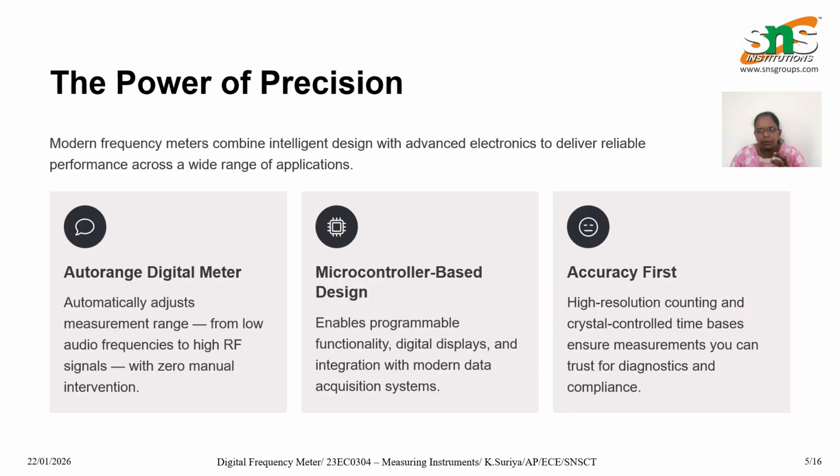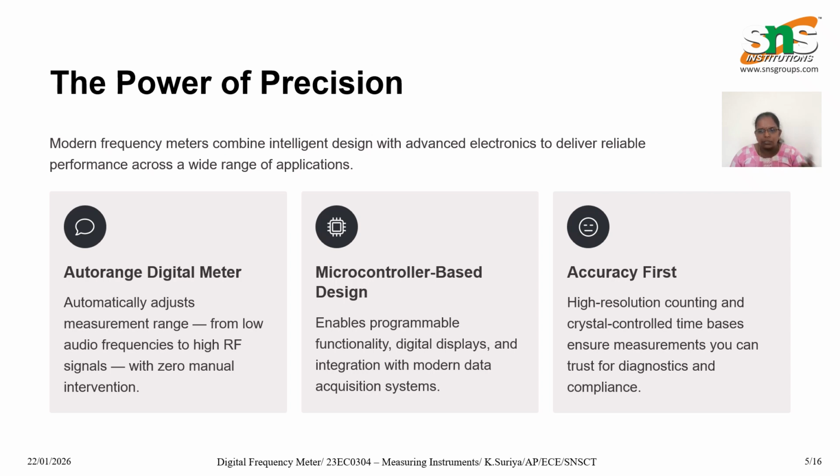Modern digital frequency meters are designed with advanced electronic technology. Many instruments now include auto ranging capability. Auto ranging means the instrument automatically selects a suitable measurement range without any manual adjustment. This improves user convenience and reduces human error. Most digital frequency meters are also microcontroller based. The use of a microcontroller allows programmable functions, faster processing, digital displays, and easy integration with computer systems or data acquisition systems.